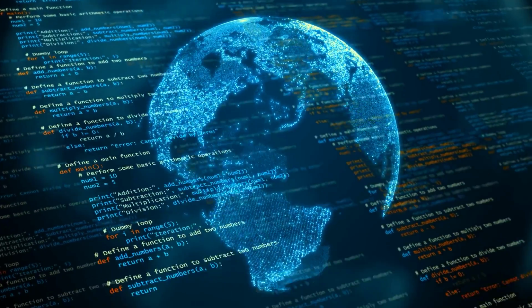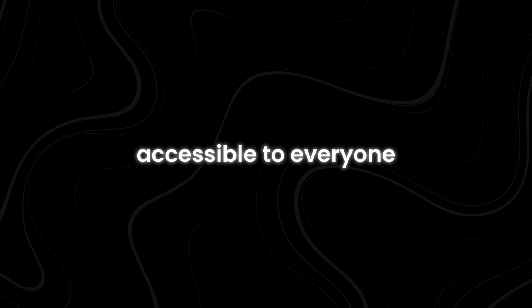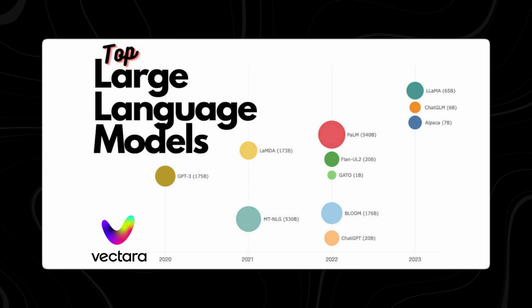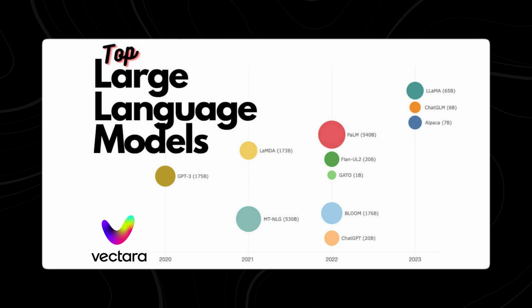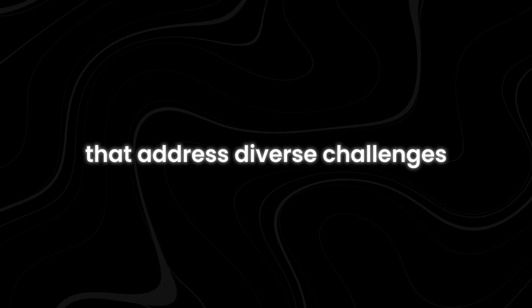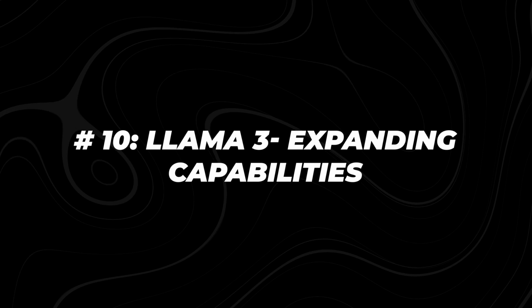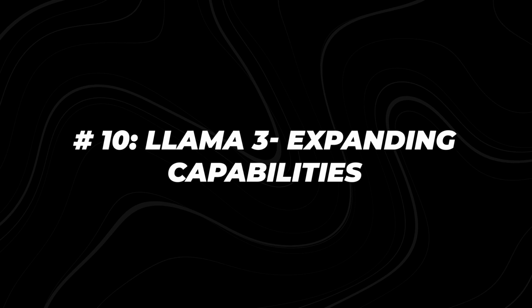aligns with Meta's broader mission to democratize AI and make advanced technologies accessible to everyone. By providing free access to powerful models like Llama 3, Meta empowers developers to create innovative solutions that address diverse challenges across industries. Number 10, Llama 3, expanding capabilities.